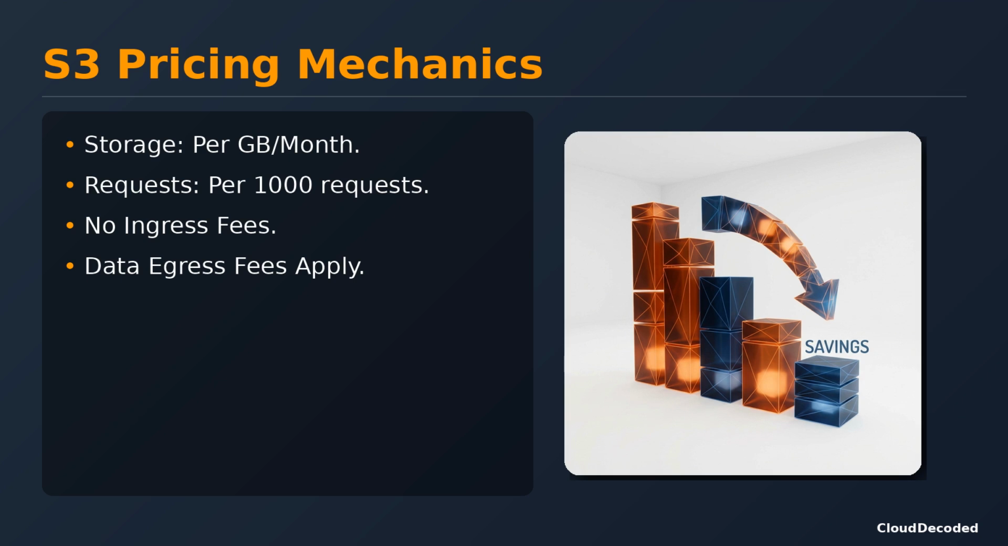S3's pay-as-you-go pricing creates massive value, but requires understanding. You pay primarily for storage per gigabyte month, and different tiers have different rates. You also pay for requests, such as put, copy, post, and list requests per 1000 calls. Importantly, data transfer into S3 is free, but data transfer out to the internet incurs egress fees. S3 Intelligent-Tiering adds a small monitoring fee but saves significant storage costs.